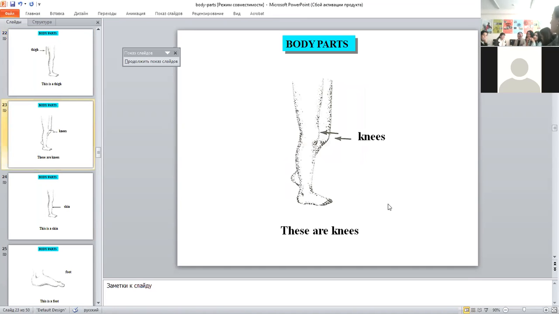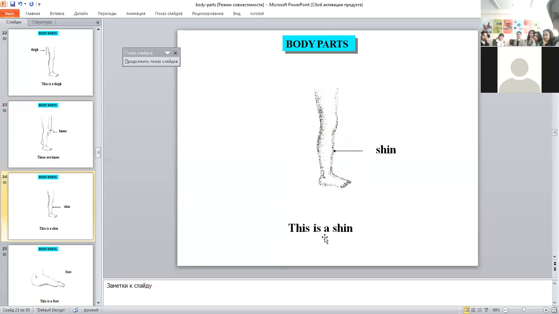Pay attention. In English the consonant letter combination KN gives us the sound n. We don't pronounce the k. And double e gives us the long vowel sound e, so this word is pronounced knees. These are knees.